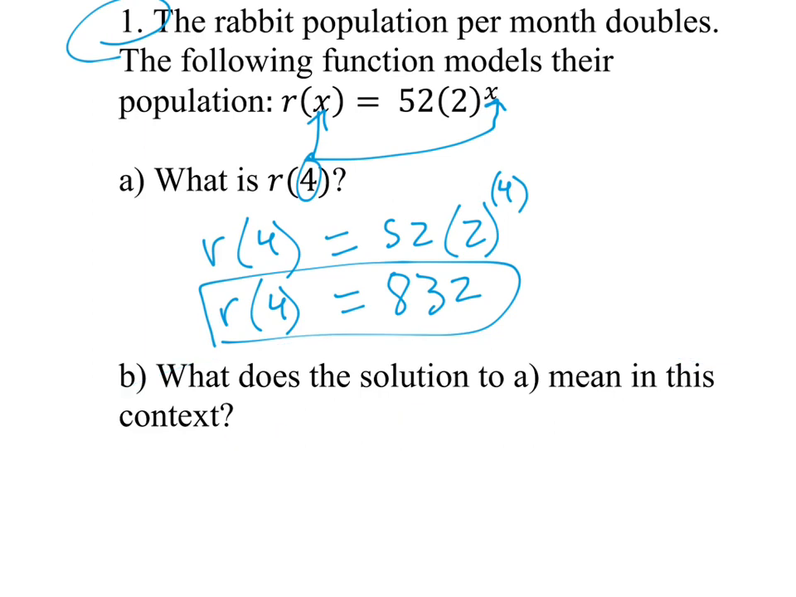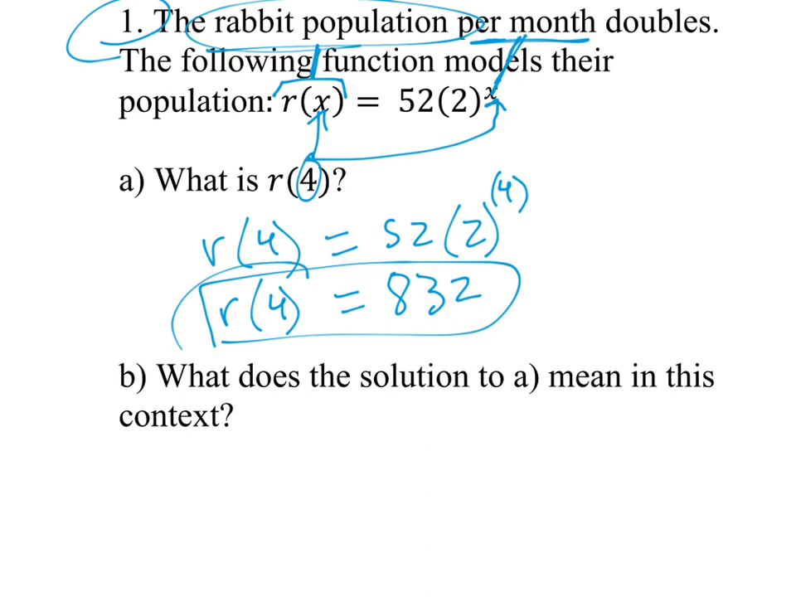You mean they had to read the thing? Yeah. You got to come up here and read what the heck is going on. So the rabbit population per month doubles. The following function models their population. Okay, so we got per month. That's our x value. Usually, if there's time involved, that's the x value that you're dealing with. And then we got rabbit population is changing per month. Hey, that means the rabbit population is what the r of x, it's the y value, what it stands for.